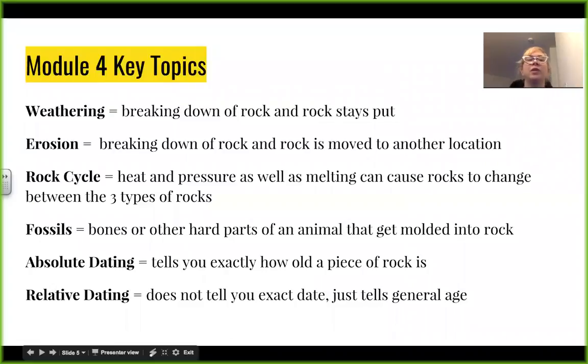We got weathering, erosion, rock cycle, fossils, absolute dating, and relative dating. I'm just going to really quickly say what those things are, and then we're going to go deeper into a few of them. So weathering and erosion are both the breakdown of rock. The only difference is that with erosion, that rock gets moved to another location. With weathering, it just breaks apart and stays there.